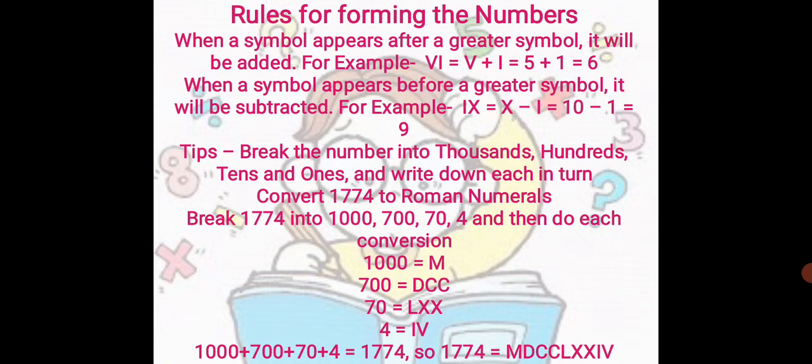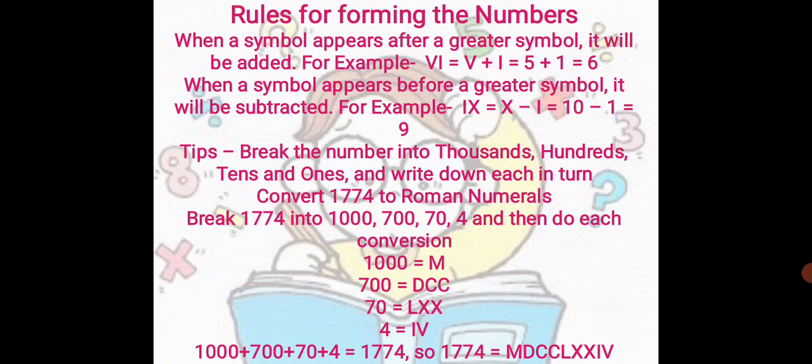That means if we write a smaller number after a bigger number, then that will be added to the bigger number. Means V and I. V is 5, I is 1. That means 1 will be added to 5, and the result will become 6. Now rule number 2.